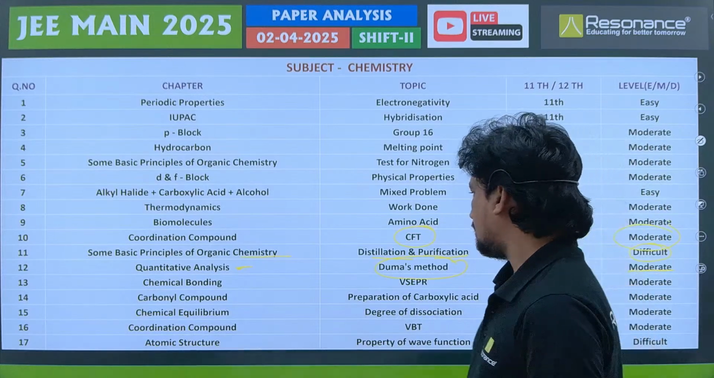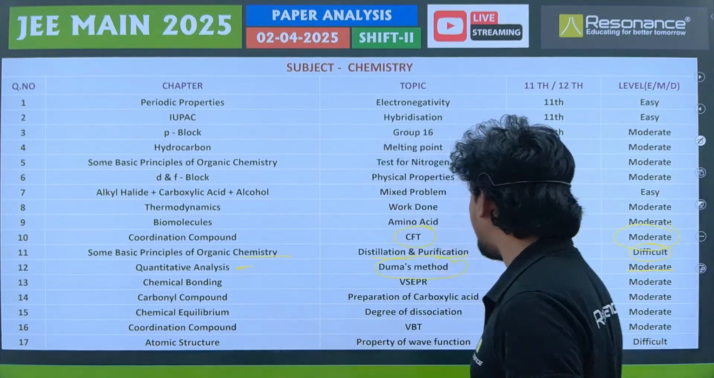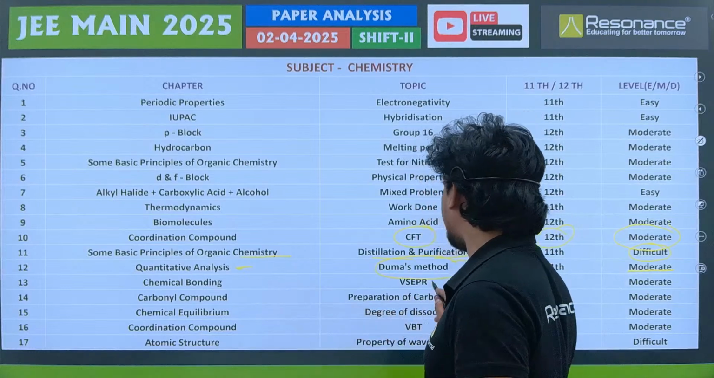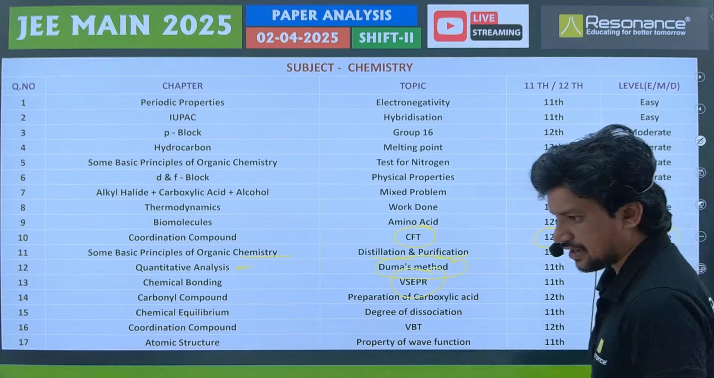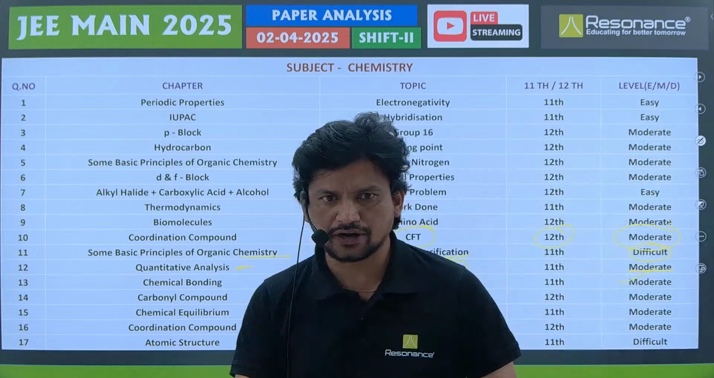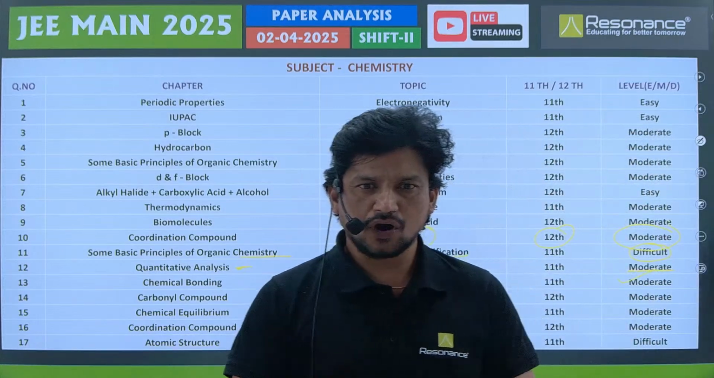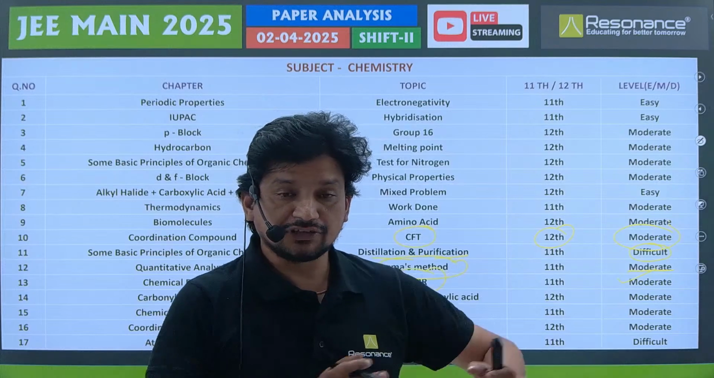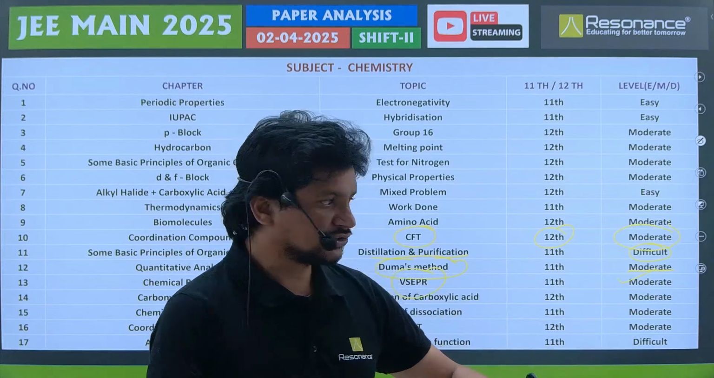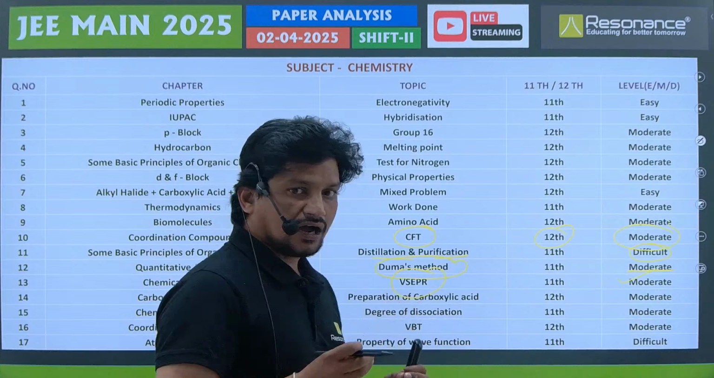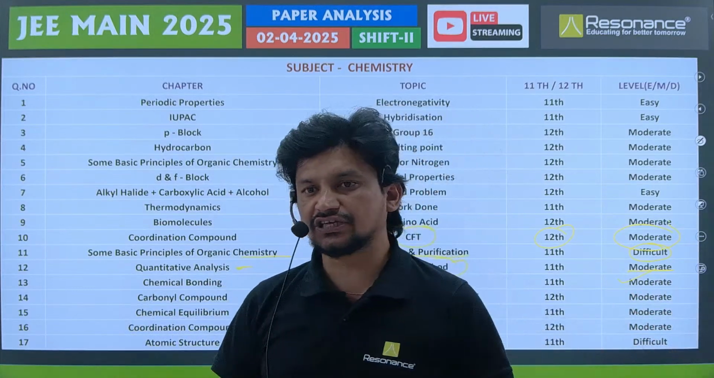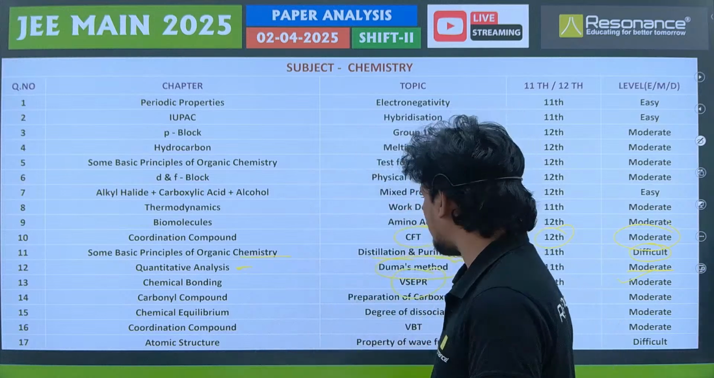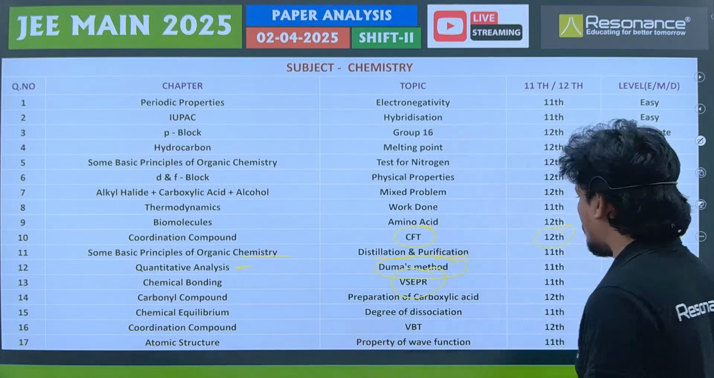From chemical bonding, they gave a question from VSEPR theory, say moderate, valence shell electron pair repulsion theory. They asked about bond lengths. They gave the questions with some conditions. The answer should satisfy the conditions given in the question. That is also a somewhat moderate question.